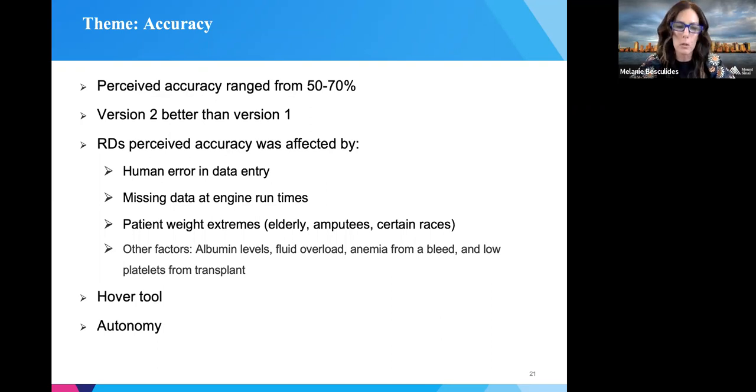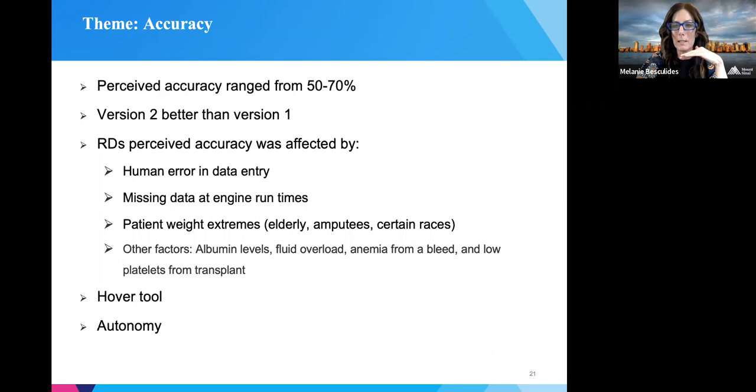The other thing that was super interesting is that RDs noted that accuracy was affected by things like weight extremes. So elderly patients that were really thin, Asian patients they noted were often thin, that it wasn't accurate for them. And then amputees, because obviously BMI is one of the things that's fed into the system, that is not meaningful for those populations. And so we asked specifically about bias. Did they think there was bias in any of it? And this is where potential bias came up. And I will say that this will be another paper, but we did check for bias. There really is no racial ethnic bias in the system.